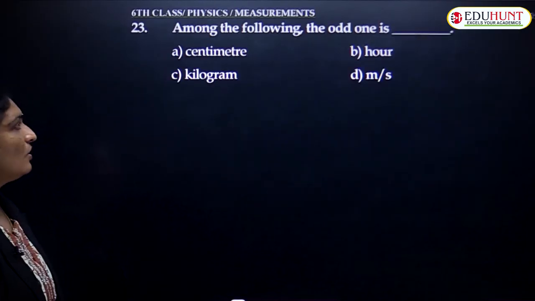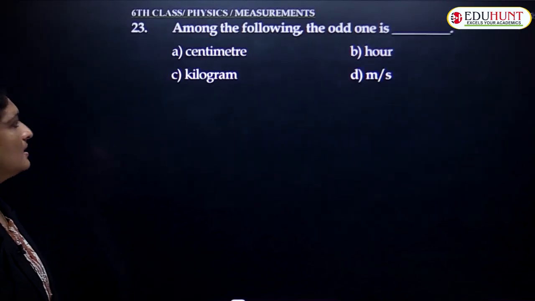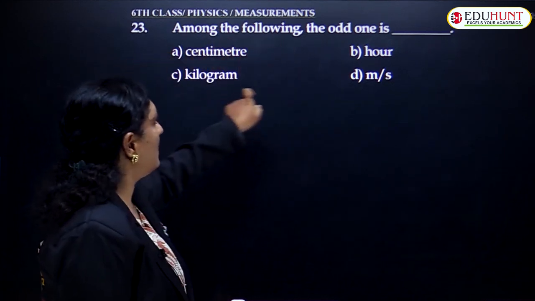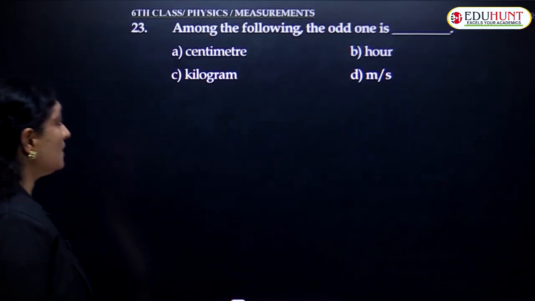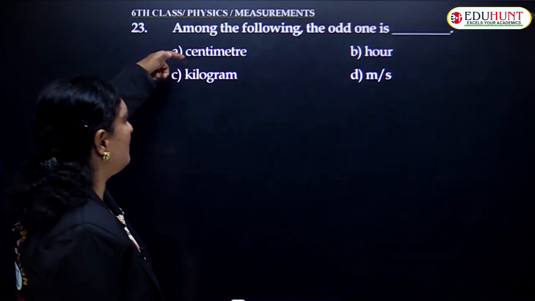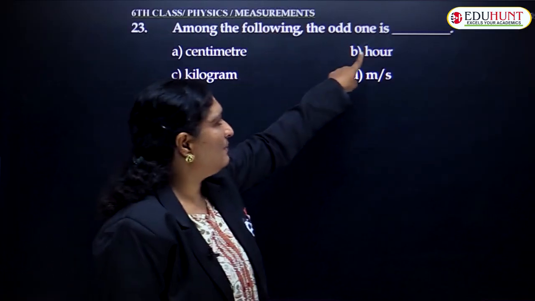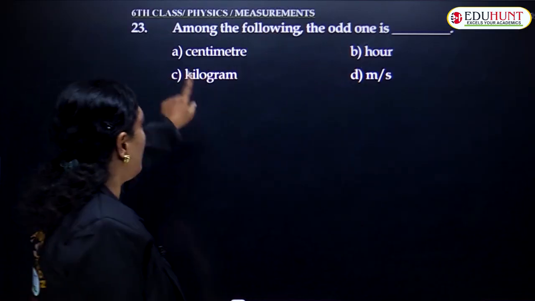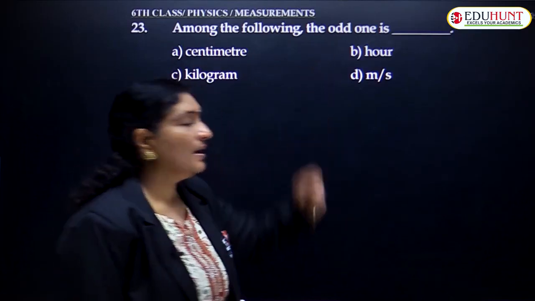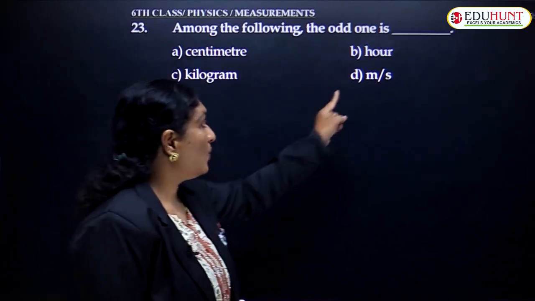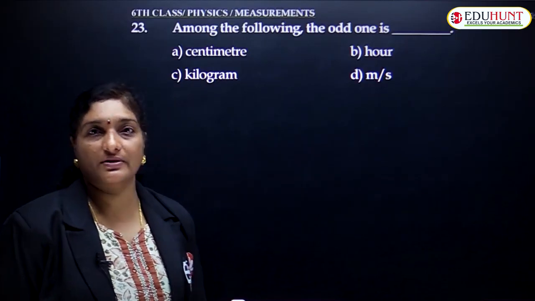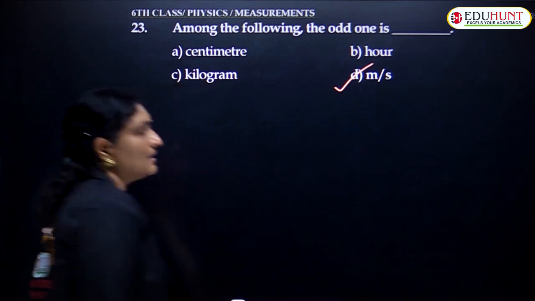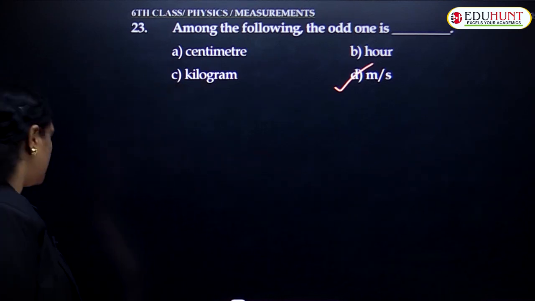Next, among the following, the odd one is, children, if you observe here, it is centimeter, hour, kilogram and meter per second. So, centimeter we will be measuring for length, hour we will be measuring for time, whereas kilogram we will be measuring for mass. Here mass, length and time come under fundamental quantities, whereas meter per second is the unit for speed, which is a derived quantity. Hence, the odd one among this is option D, that is meter per second.